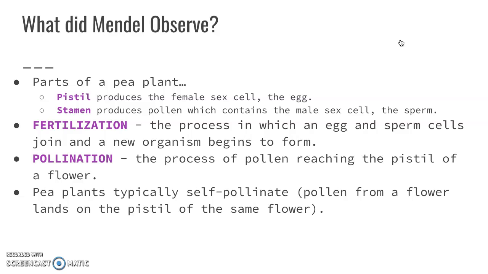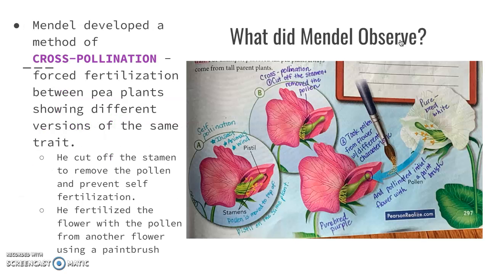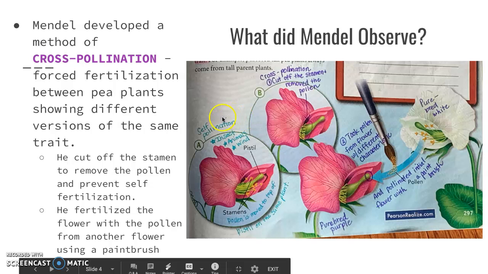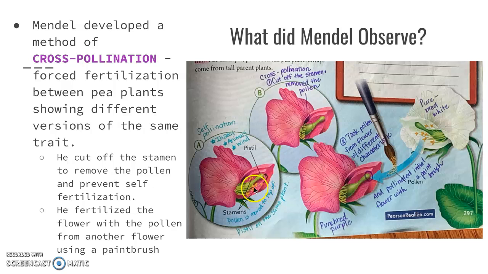In plants, the process of the pollen reaching the pistil, the fertilization, is called pollination. Pea plants typically self-pollinate, which means that pollen from a flower lands on the pistil of the same flower. And as we talked about in class, Mendel developed a method of cross-pollination. So here's our self-pollination example. You have the pistil here, and you have the stamen with the pollen, and through some means, typically involving animals or perhaps the wind, the pollen reaches the pistil of the same flower, and self-fertilization happens.